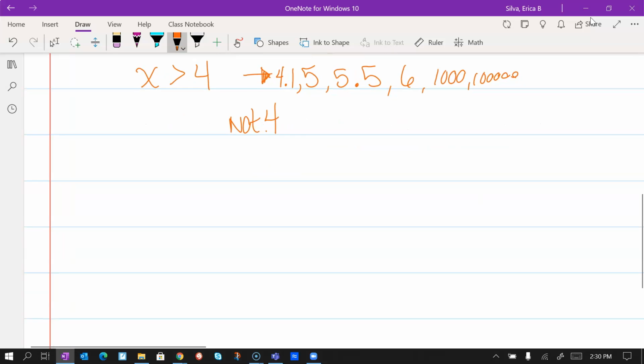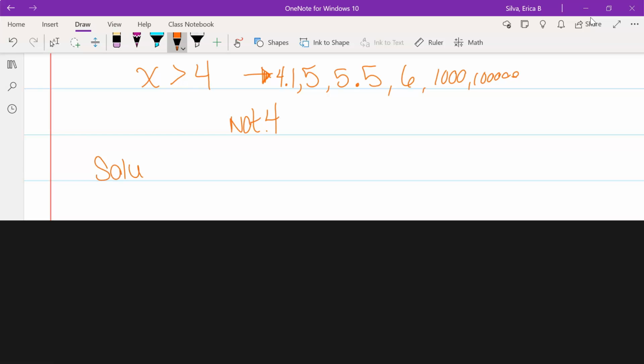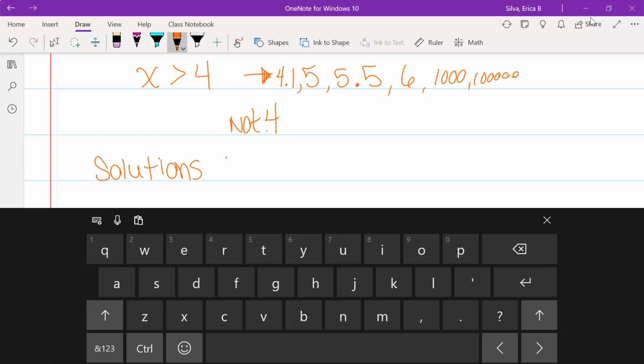So when we have inequalities, the reason that we use a number line to represent them is because there are so many solutions that we don't want to list them. So solutions to inequalities are represented.